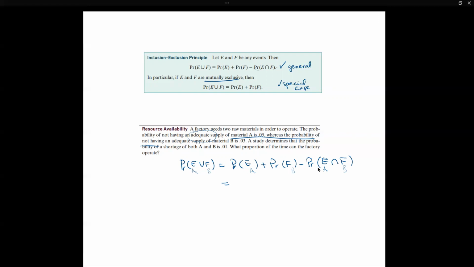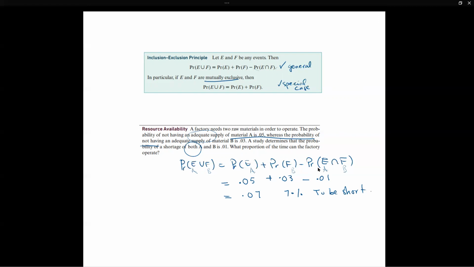So for material A, the probability is 0.05, whereas the probability of not having B is 0.03. So let's see both of them. The study determines that the probability of shortage of both A and B is 0.01. All right, so we calculate this and get 0.07. So 7% to be short of these materials.